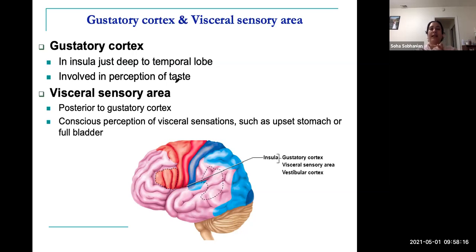And then the insula is associated with your sense of taste or gustatory, your internal senses, which is visceral, and then your sense of balance, which is vestibular.